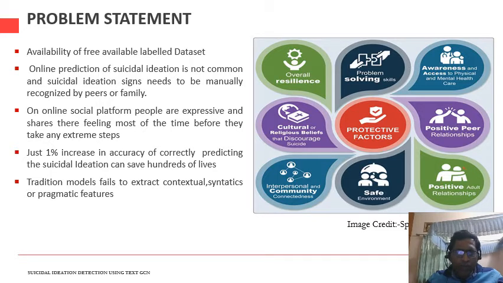Just a 1% increase in accuracy of correctly predicting suicidal ideation can save hundreds or thousands of lives. Traditional models were failing to extract the contextual and syntactical information, whereas graphs can help us overcome those challenges.